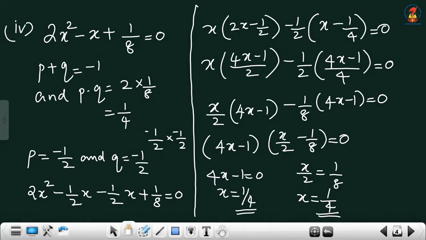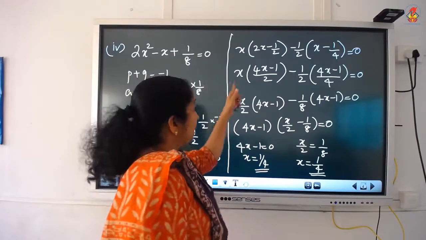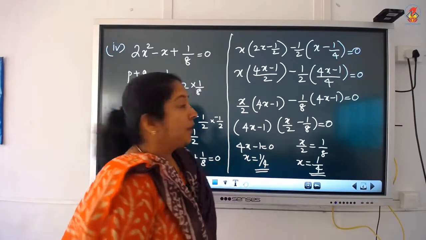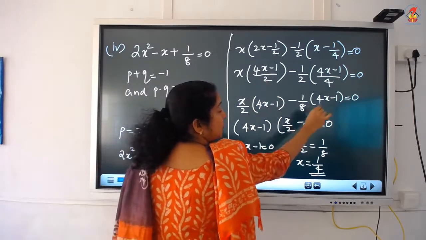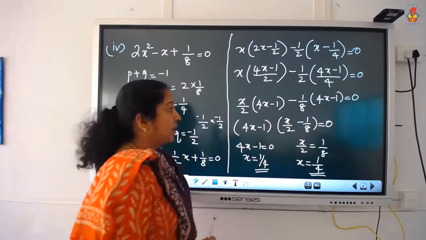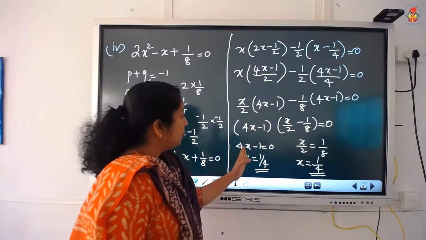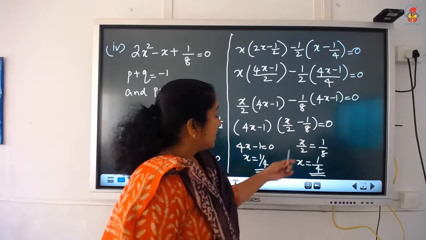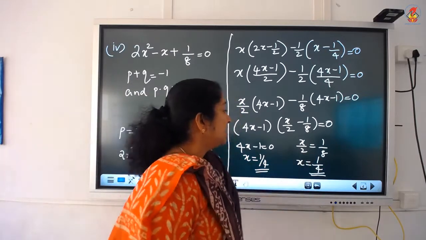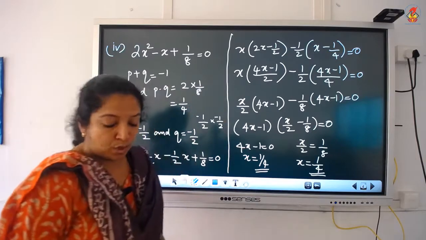So the only difference is here we have taken the LCM to get 4x minus 1 as common. So x by 2 we are taking out and 1 by 8 into 4x minus 1. So finally we are getting 4x minus 1 is equal to 0, that is x is equal to 1 by 4. X by 2 is equal to 1 by 8, that is x is equal to 1 by 4. Both are equal.